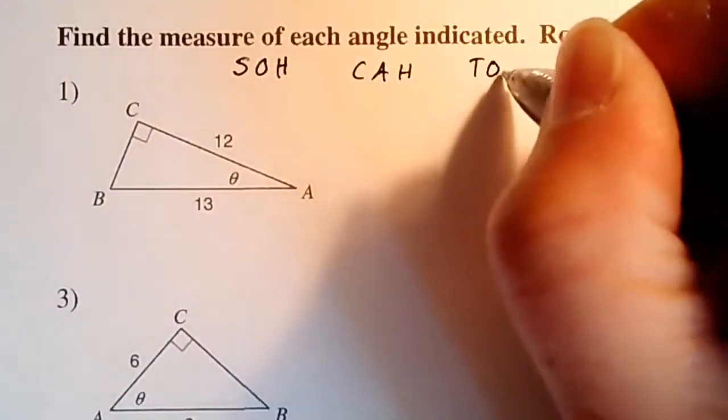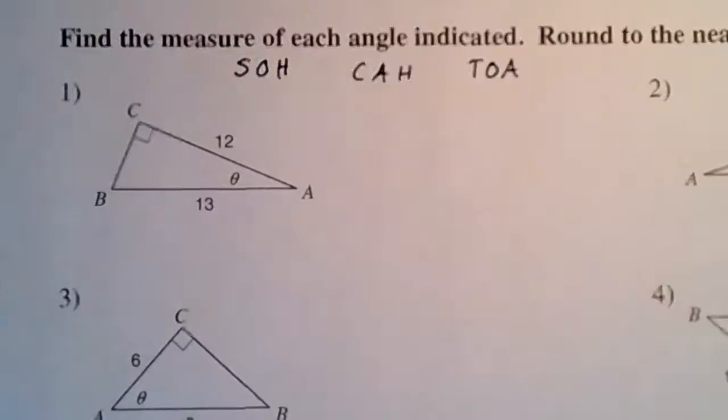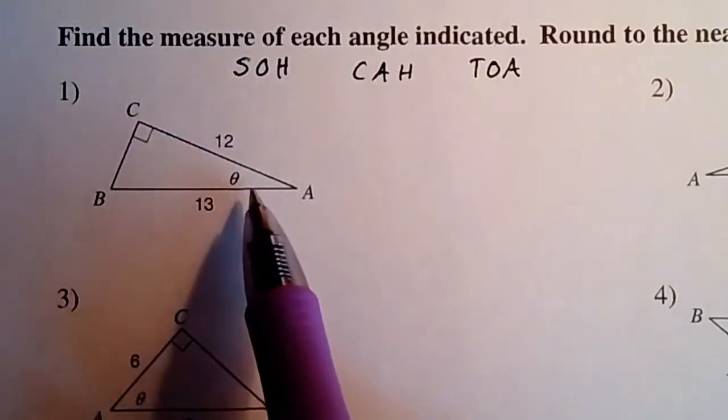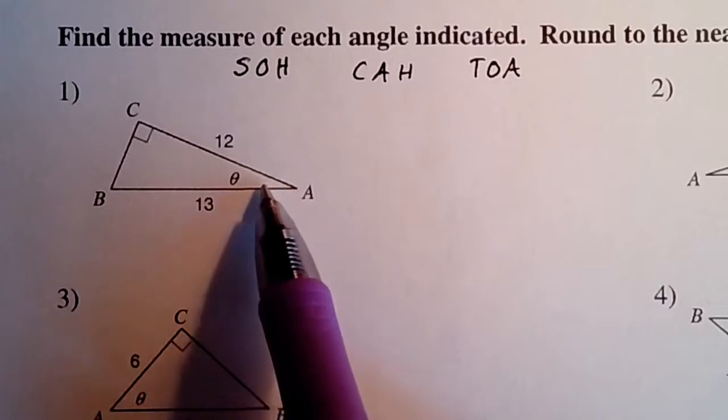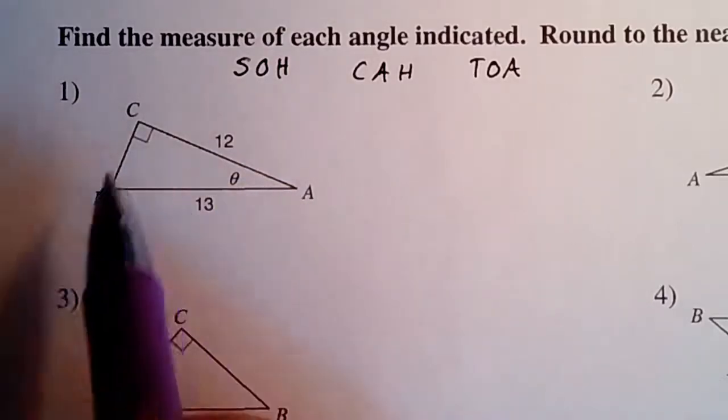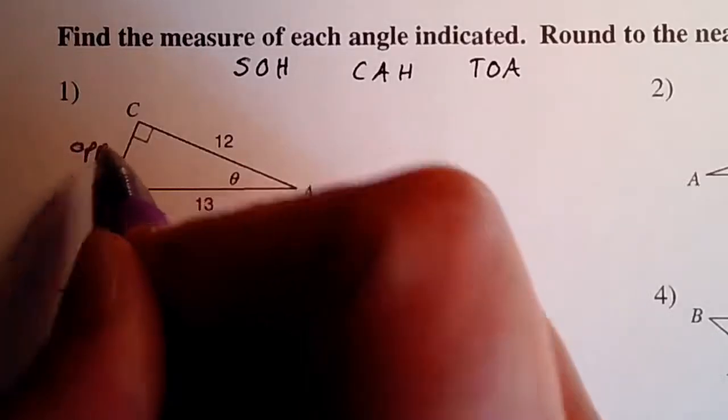Or is it going to be tangent? And the way we choose that is from using our labeling of our sides. All right, so if we're standing where theta is at in this corner for angle A, the opposite side, or the wall that's across from it, is going to be here. So that's our opposite side.